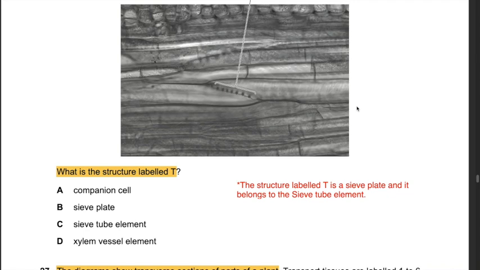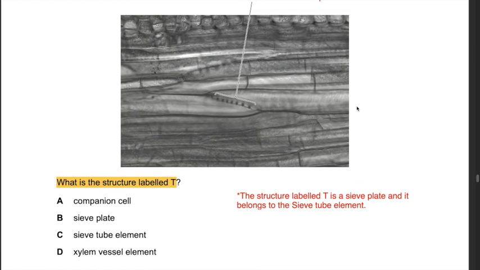The question refers to the structure labeled T, and T is a label of an end wall or a sieve plate. Hence, the best possible answer being B, sieve plate. Why not sieve tube element? Because sieve plate is a structure that is present in the sieve tube element, and the structure labeled T is pointing towards the sieve plate, not towards the vessel. Hence, the answer is B.